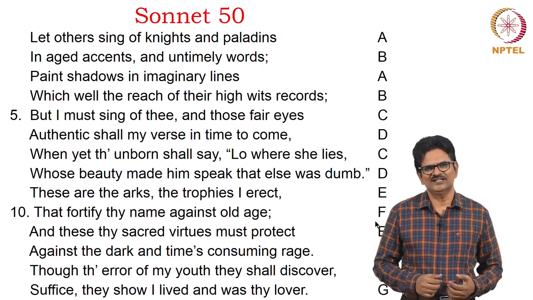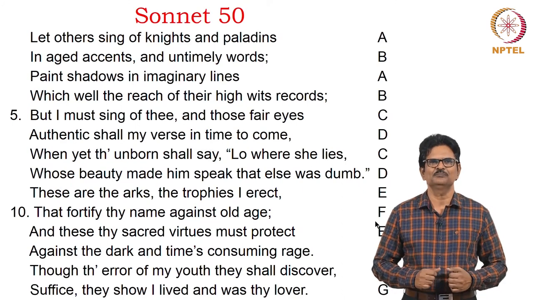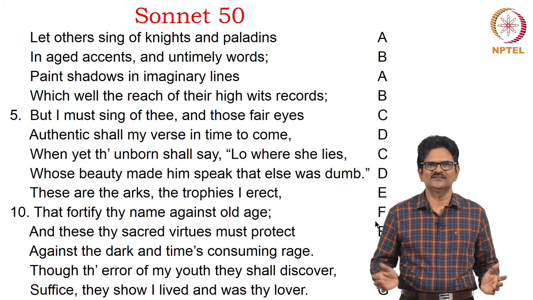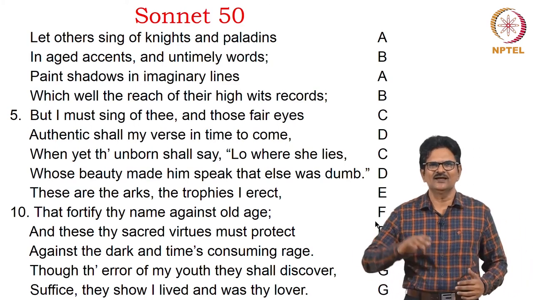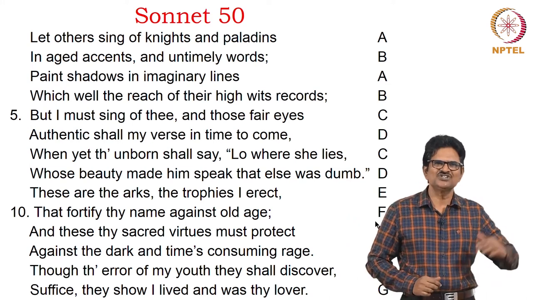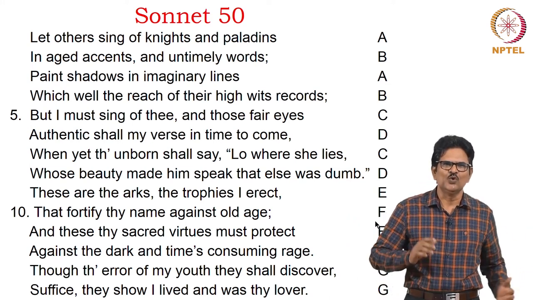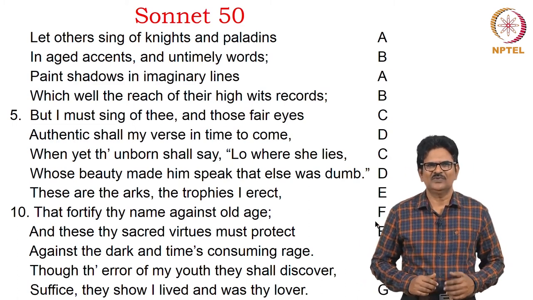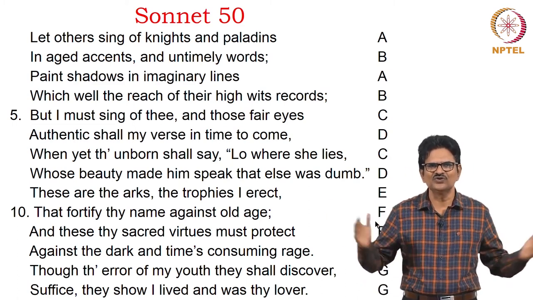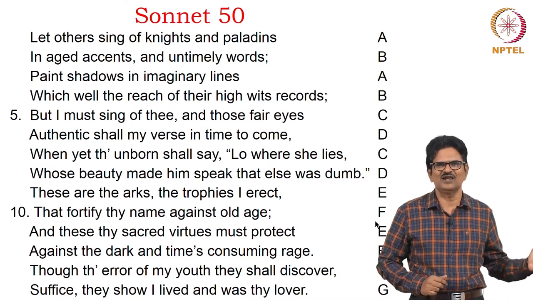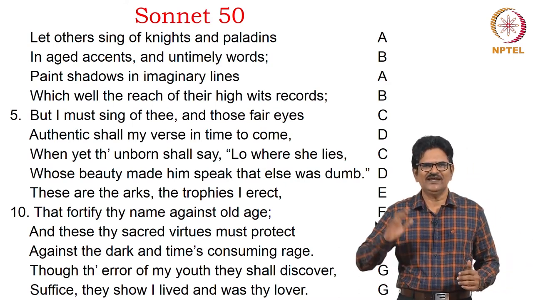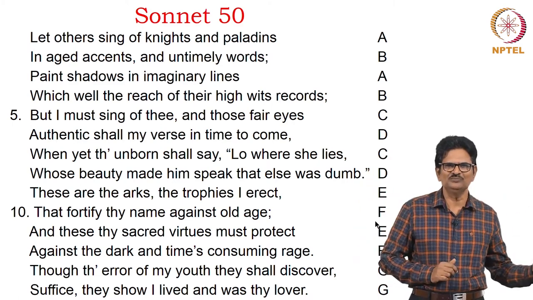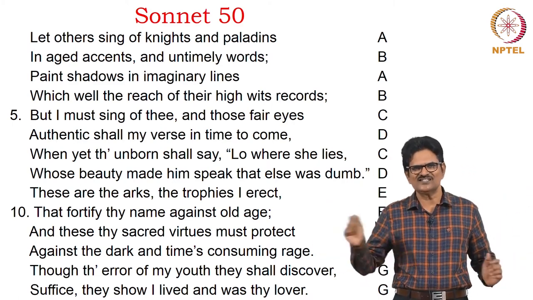Let us move to the second sonnet we have, sonnet 50. Let others sing of knights and paladins in aged accents and untimely words, paint shadows in imaginary lines which well the reach of their high wits records. But I must sing of thee and those fair eyes, authentic shall my words in time to come, when yet the unborn shall say, lo, where she lies, whose beauty made him speak that else was dumb.